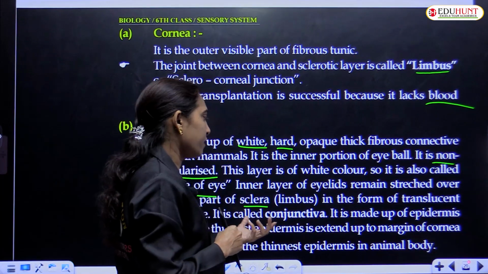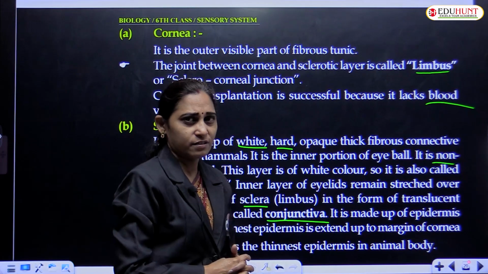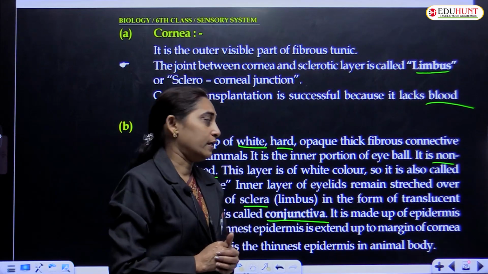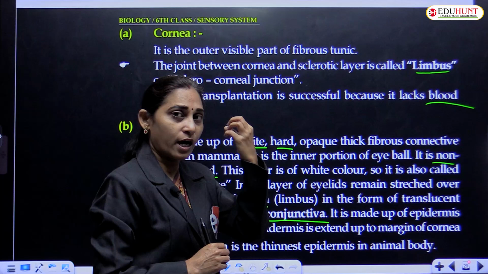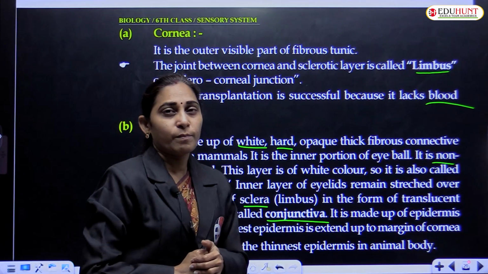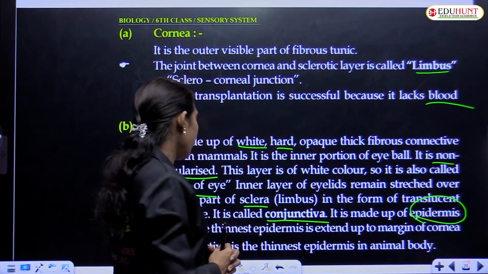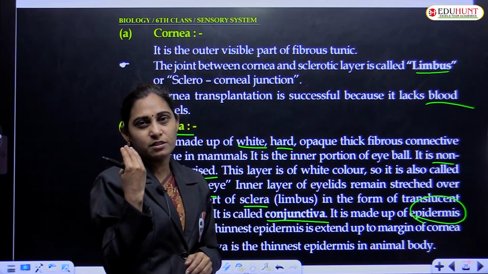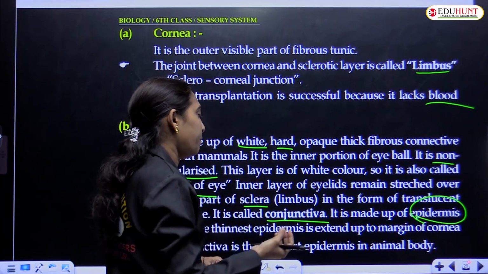That membrane is known as conjunctiva. Conjunctiva is extended from the inner layer of the eyelid. From the inner layer of the eyelid, a translucent membrane overarches the limbus, called the conjunctiva. It is made up of epidermis of the skin, and it is the thinnest and very sensitive part of the epidermis.